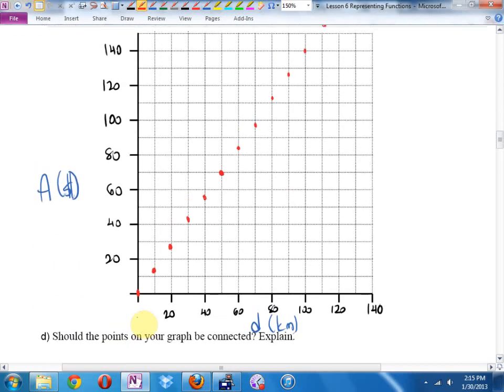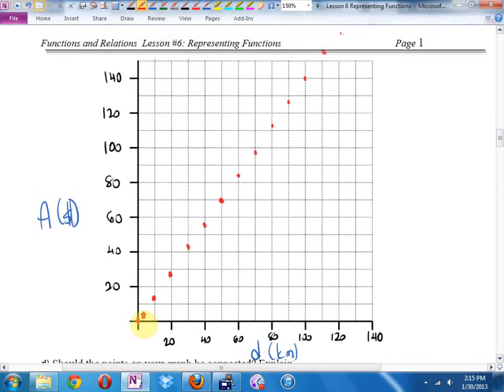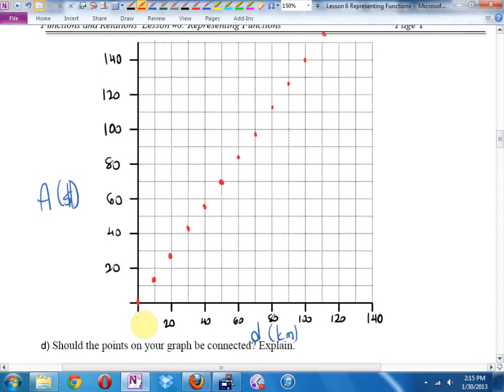D, should they be connected? And then I wrote explain. Convince me. Yes or no, should they be connected? Is this graph a discrete or a continuous graph? Discrete means unconnected, is that what you're saying? Convince me. But that just tells me the domain. It means the graph is going to come to a stop. In fact, the domain will be between 0 and 120.